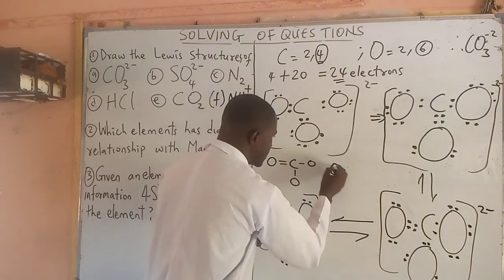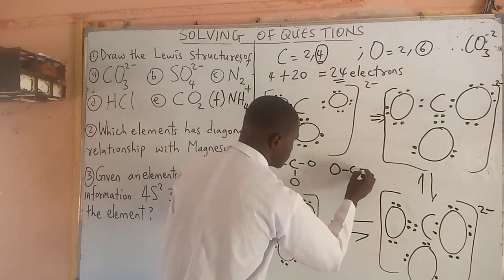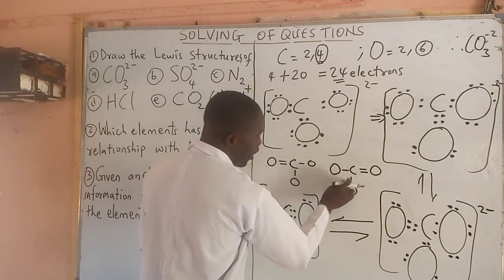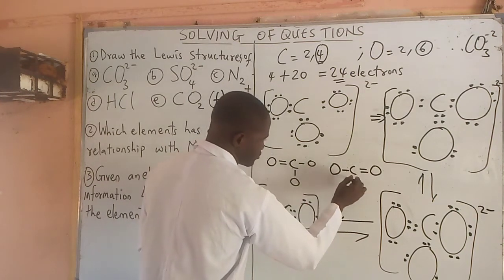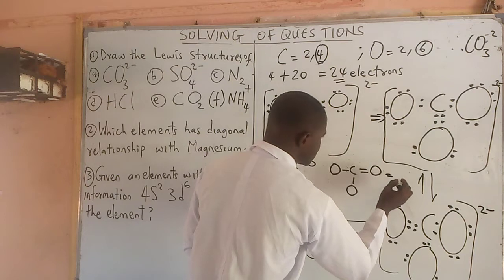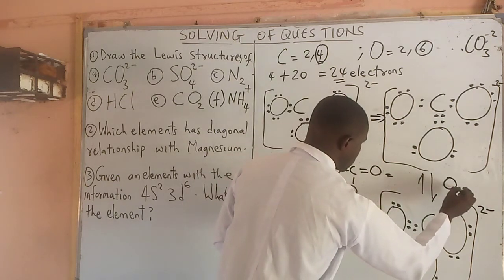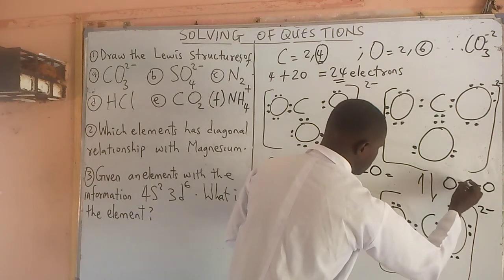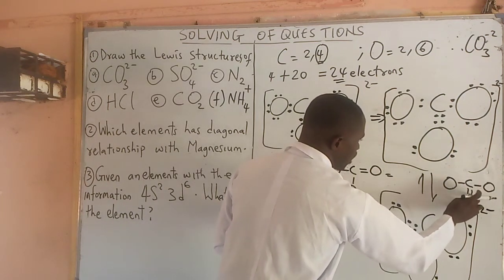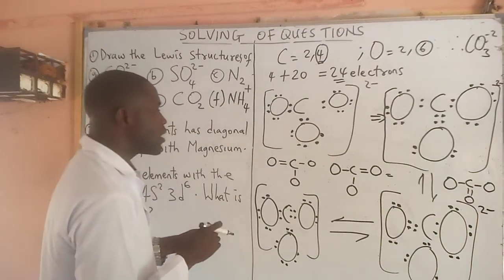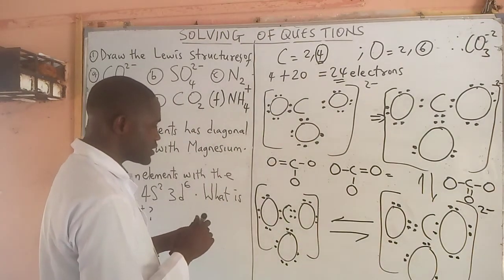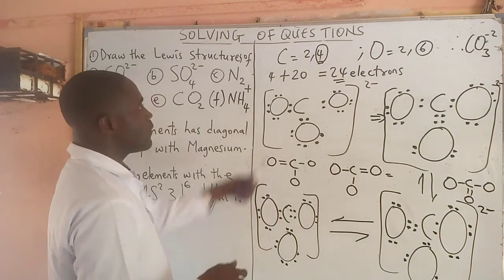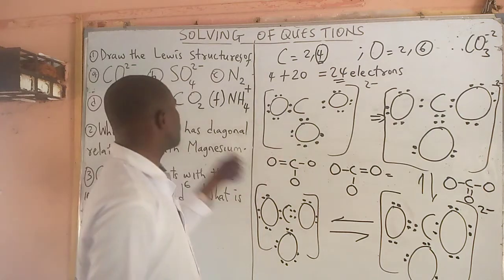It can also be like this. Single bond, double bond, single bond. It can also be like this. Single bond, double bond, single bond. That is what we mean by it exhibits resonance, that is, alternation of single and double bond. So that is how to draw the Lewis structure of carbonate.